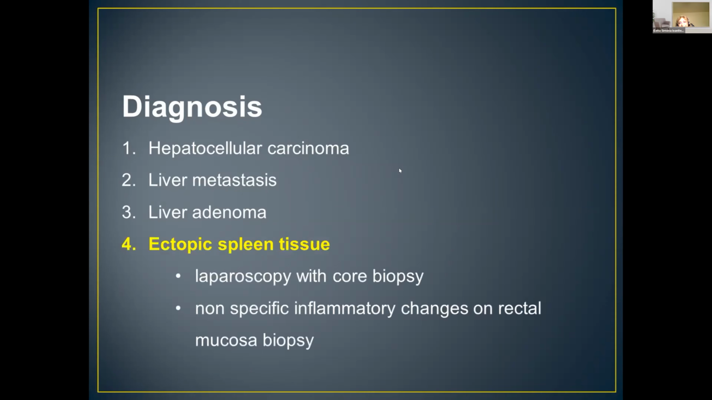So laparoscopy with core biopsy was performed, and colonoscopy. The laparoscopy proved normal splenic tissue, accessory tissue, and colonoscopy showed non-specific inflammatory changes on rectal mucosa biopsy. So our final diagnosis was ectopic spleen tissue with particular localization.